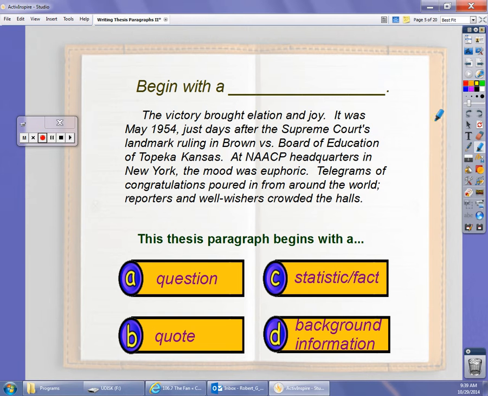The victory brought elation and joy. It was May 1954, just days after the Supreme Court's landmark ruling, Brown versus Board of Education of Topeka, Kansas.